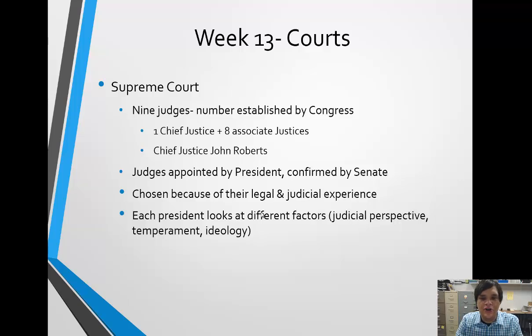The judges are appointed by the President and confirmed by the Senate. They're usually chosen because of their legal and judicial experiences. They're very well educated. But that being said, each president does look at different factors, including their judicial perspective, how they approach the bench, their temperament, and then also their ideology. The president generally wants a judge that agrees with their ideology and their plans for the future and how they may interpret the laws.